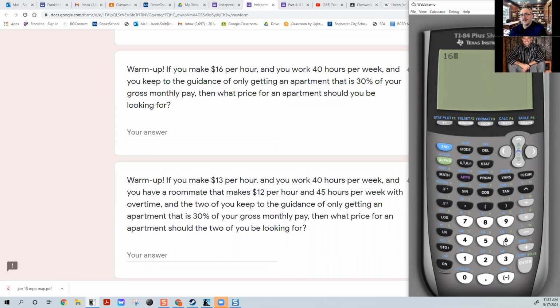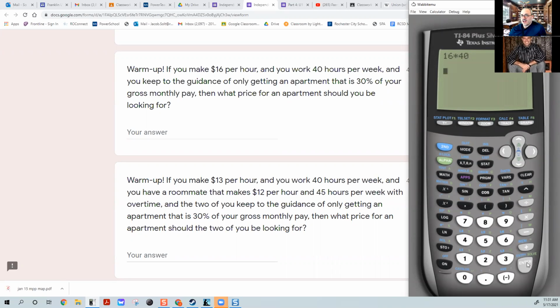That's for gross pay. You'll have taxes taken out of that, so it'll be less ultimately. But working 40 hours per week, if you make $16 per hour, we're going to multiply 16 by 40. This will give us how much we make each week. All right, $640 per week. That's not bad. That's pretty decent.